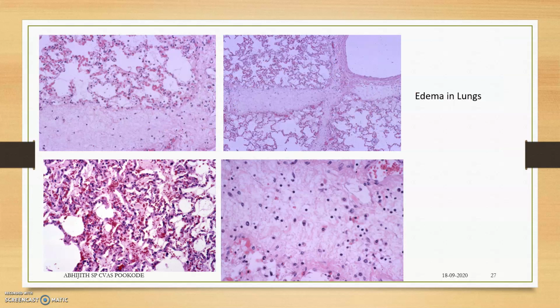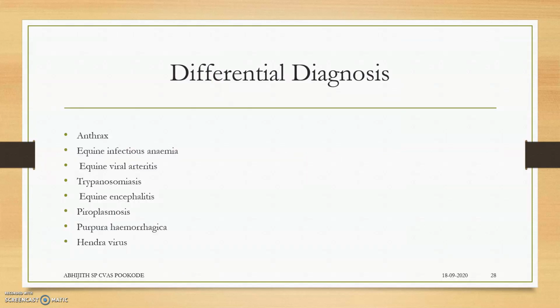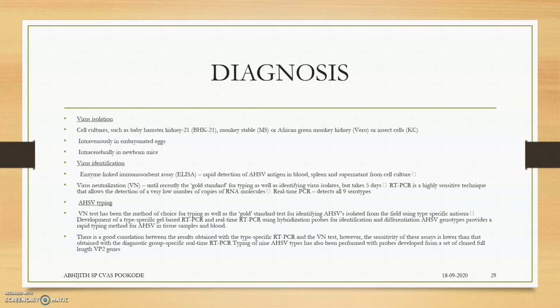So there is edema in the lungs, and there are microscopic lesions. For the differential diagnosis, you have to rule out these diseases whenever you are trying to find out whether the disease is African horse sickness. Diagnosis: virus isolation, virus identification, and African horse sickness virus typing by VNT or RT-PCR, etc. Real-time PCR detects all 9 serotypes.